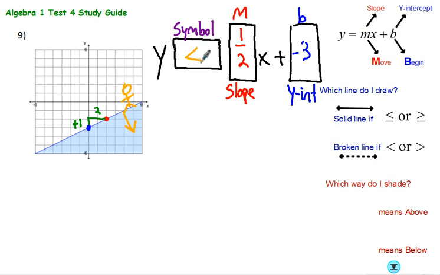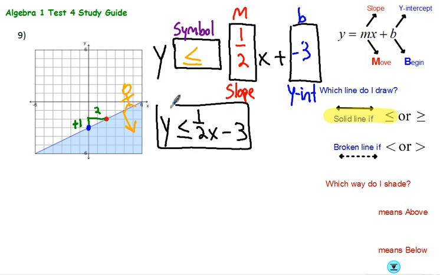And then we just got to decide whether it's going to be a solid line or a broken line. Well, if you look at it, it's obviously a solid line. So we know that if it's a solid line and it's shaded below, that would be less than or equal to. So I'm going to put the little line underneath it. So I get y less than or equal to 1/2 x minus 3. And that would be my final answer.